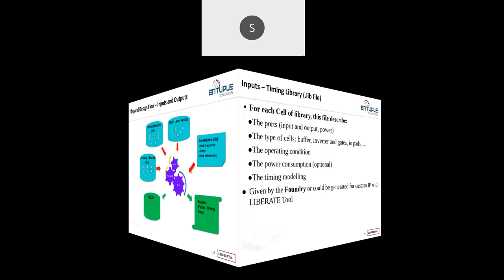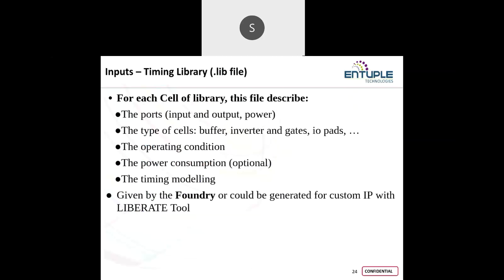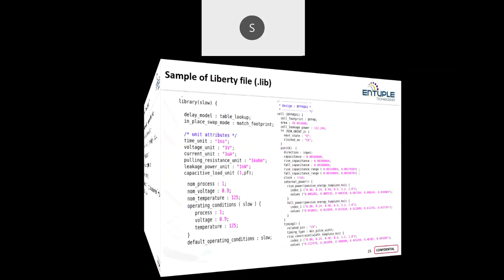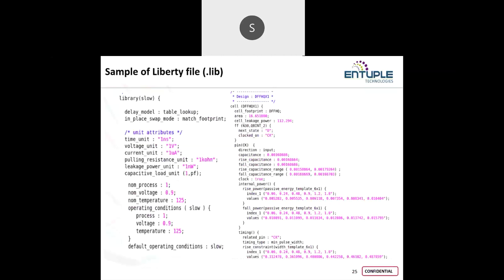I am just listing out the same information for the timing library. As I have already told, it includes the complete functional information about the cell. For each and every cell, it has the port information, cell type, operating conditions, power consumption, and even the timing information. All this information comes from the .lib. In the same way, as you can see, I have taken the same example here as a pictorial representation.